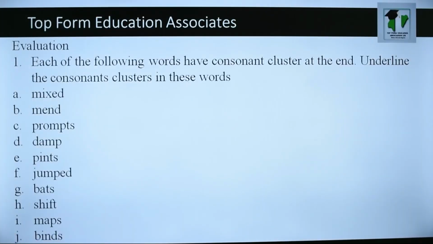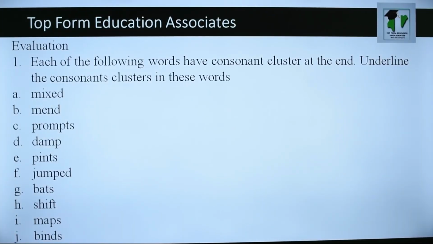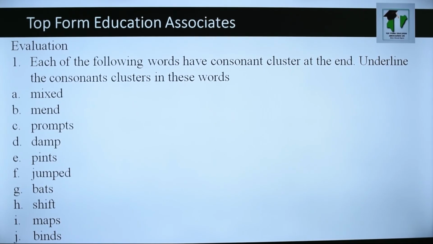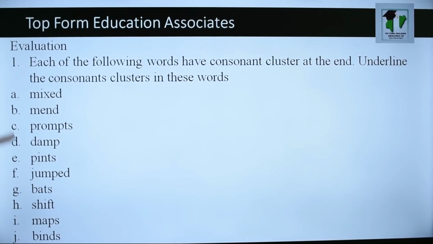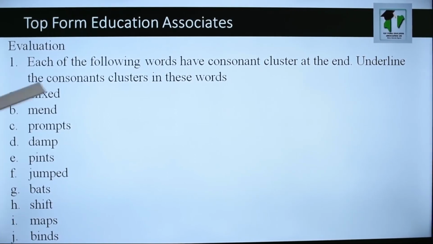Now we are having our evaluation. Let's see if you actually understood all these sounds, k, s, t, r, n, ng, that you kept hearing while the lesson was going on. This one says each of the following words has a consonant cluster at the end. Underline the consonant clusters in these words.